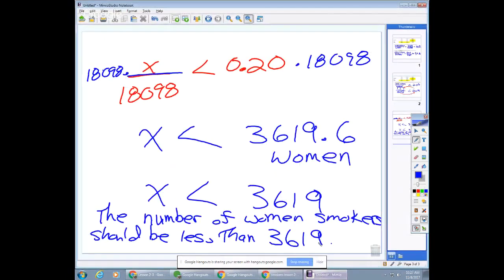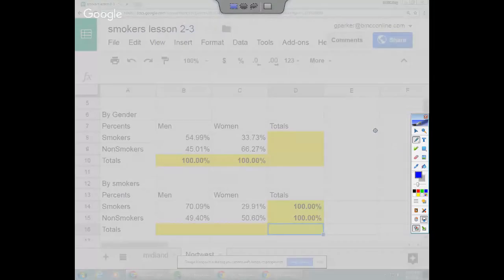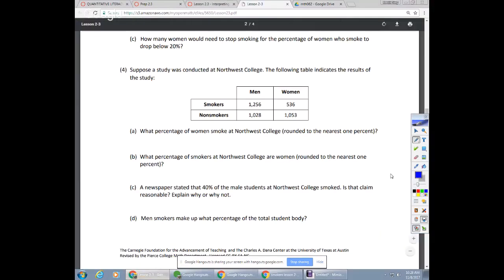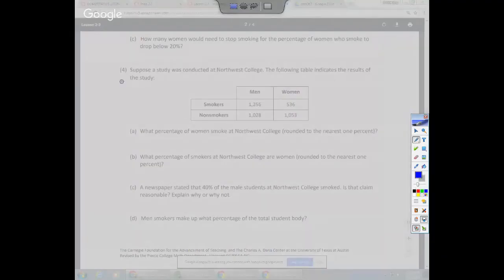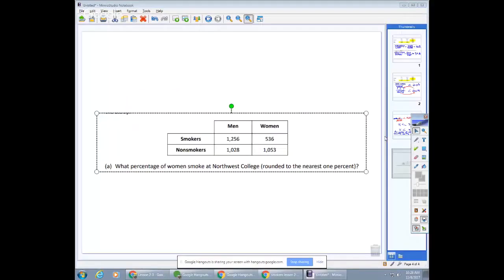So new page, screenshot, oops, wrong screen. Here's the right screen, there it is. All right, so I need the data and those two questions. Let's do one question at a time.